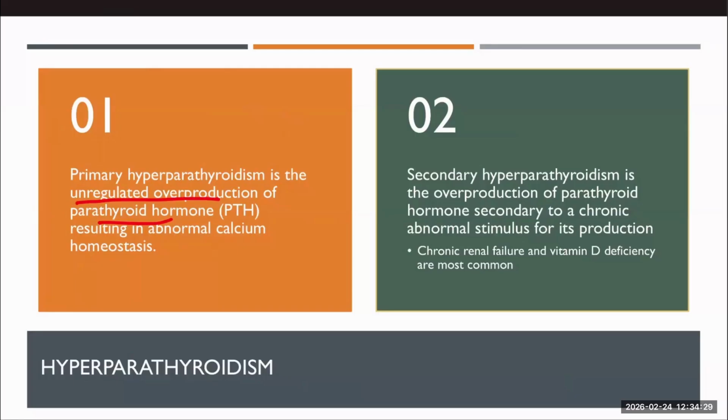The other one is our secondary hyperparathyroidism. And this is overproduction of PTH due to a chronic abnormal stimulus. For example, chronic renal failure and vitamin D deficiencies. Those 2 underlying causes will cause your PTH to go up. Once you solve the underlying issue, PTH should come back down again. That's a secondary cause for the PTH to go up. Not a primary cause, it's a secondary. Something underlying is causing that PTH to go up.